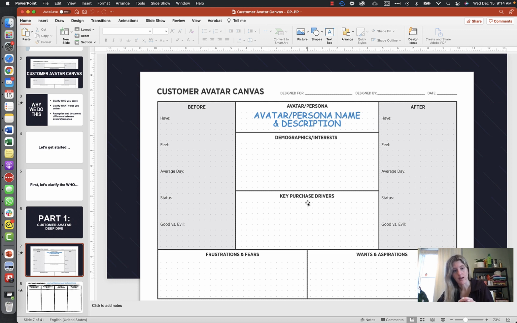If you want to do Stay-at-Home Mom Susie, make sure the average day, status, demographics, frustrations and fears, wants and aspirations are for her. Step into the shoes of Dedicated Dad or Stay-at-Home Mom Sarah, but just make sure that the sheet is for that one person. Don't combine. And that's the reason why we might have multiple avatar canvases. I hope that makes sense. I forgot to mention it in the video, so this was a quick edit, but thanks.